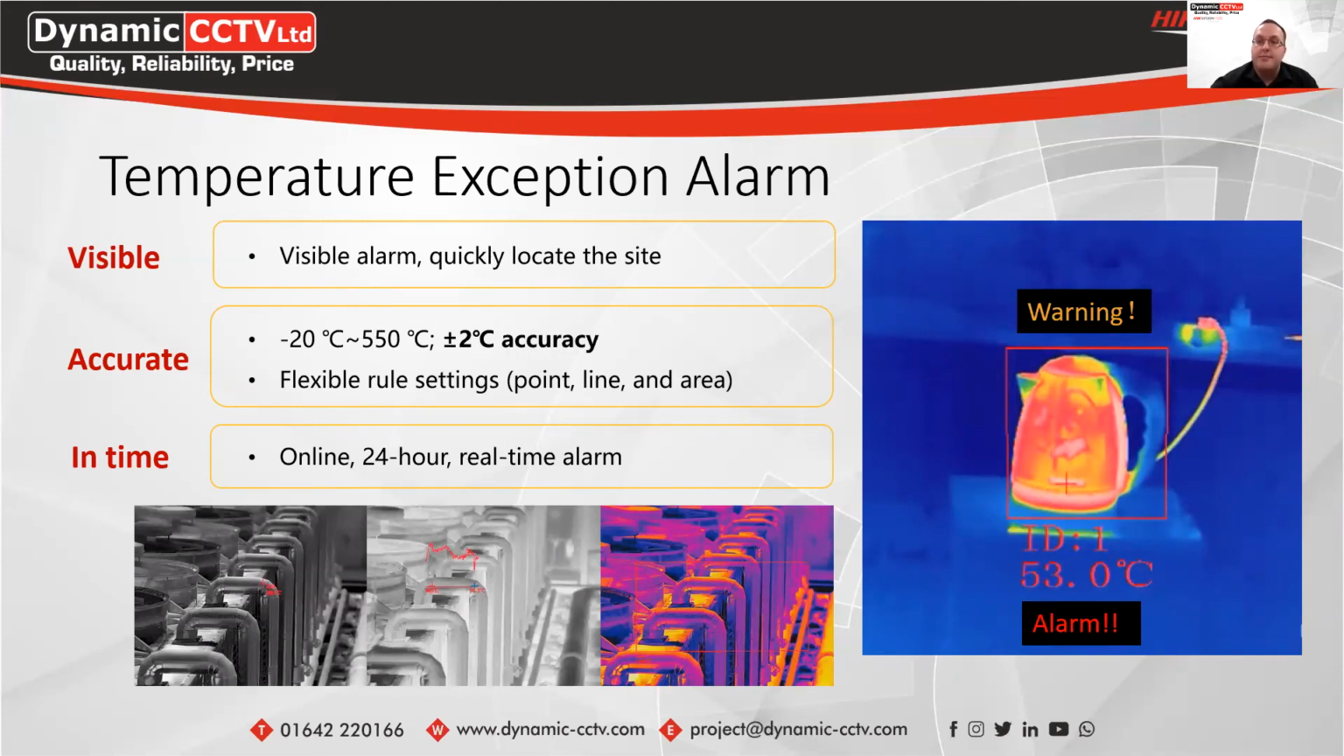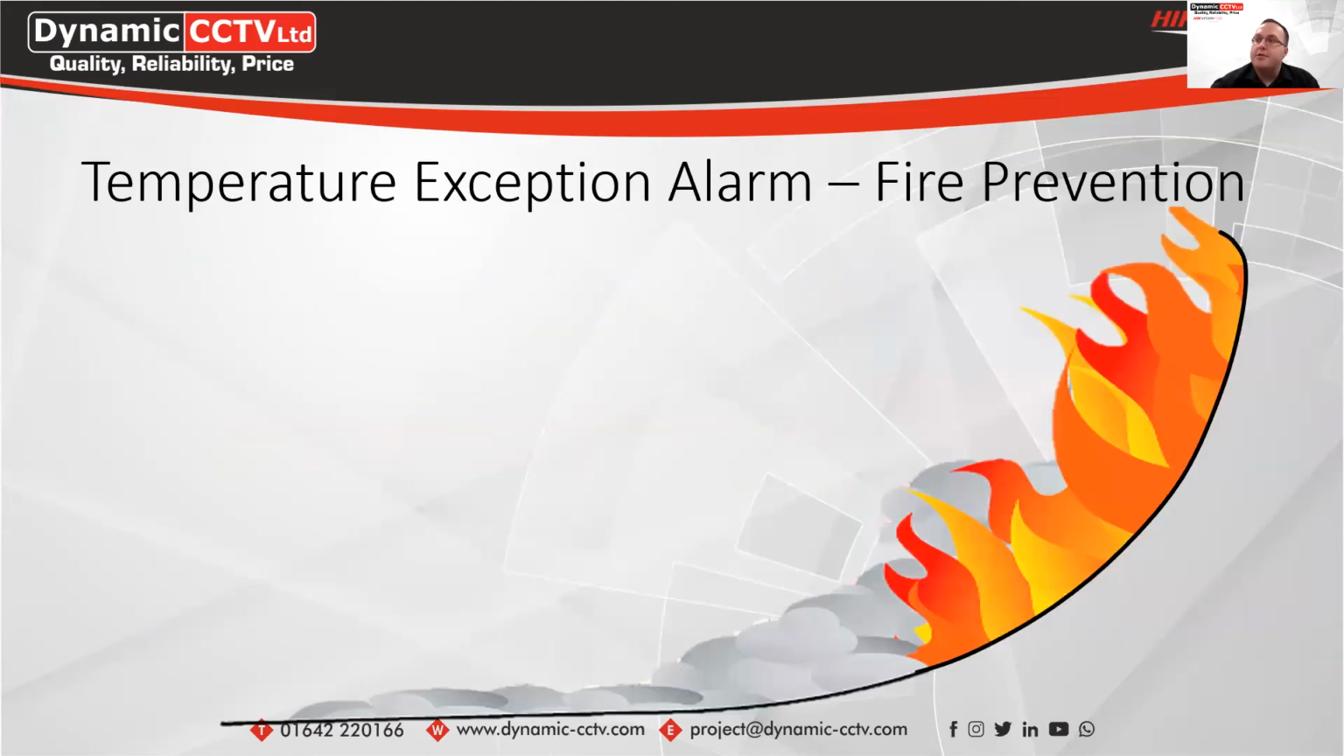So you can set your temperature exception alarm depending on what's needed for the site, which is great for monitoring any kind of machinery, stuff like that. You just have to take into account your emissivity ratings to set those up correctly, depending on the material that the camera's looking at, to make it as accurate as possible for the solution that you're using it for on site. So this is temperature exception alarm for fire prevention.